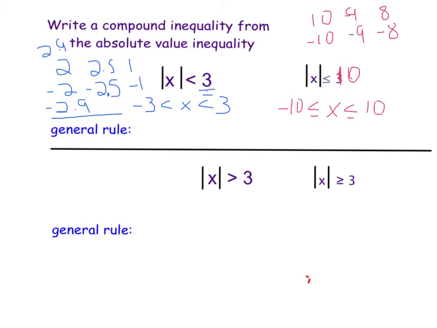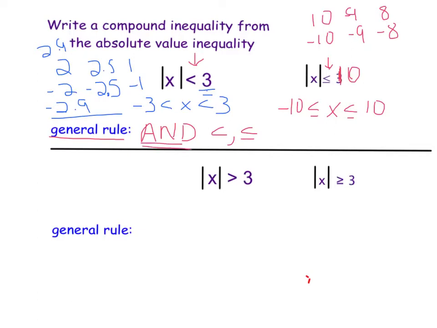So our general rule for writing an absolute value inequality: because we have two different types, if the absolute value inequality has a less than or a less than or equal to, it's going to be an and inequality. So less than or equal to absolute value inequalities will be an and inequality.